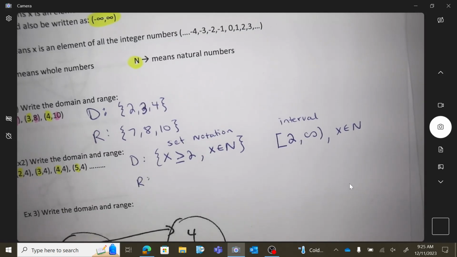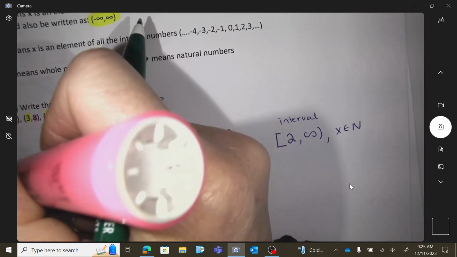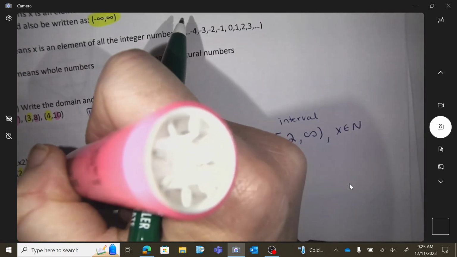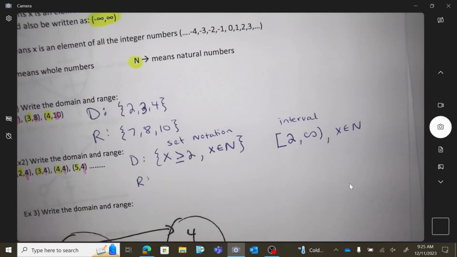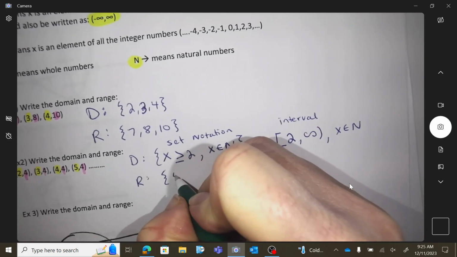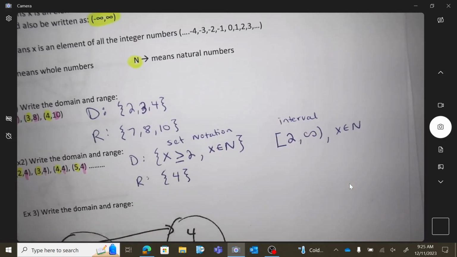And the range, so what are the y values? So 4, 4, 4. It looks like if the pattern went on, the only thing I could see is 4. That's the only thing inside my set.